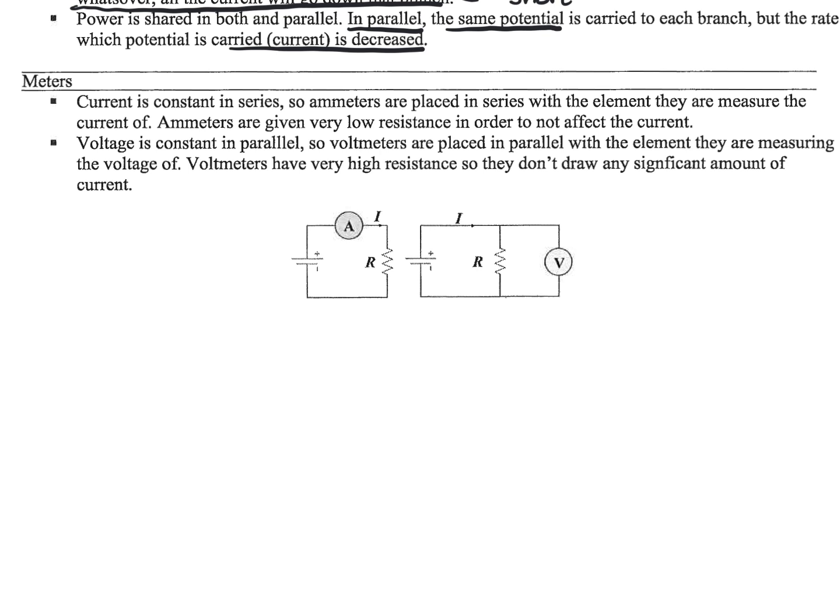Ammeters, think about why we put them in series. Current is constant in series, isn't it? But it's not constant if it's in parallel. So if we want to measure the current, we have to put it in series. We have to put it in one branch, not across two branches. Because across two branches, how are we going to measure it? You see what I'm saying?